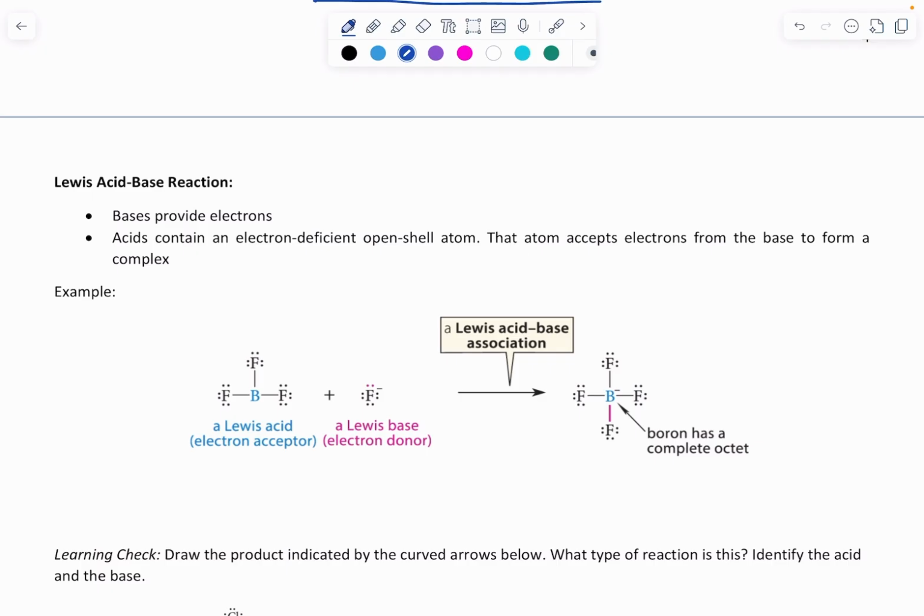So in this reaction, we see in the first molecule that boron is open shell here. It only has 3 bonds, so it can accept more. The other molecule here, fluorine, has electrons that it can share. And so in this reaction, we can see this new bond is formed. That's formed by fluorine creating a bond to the boron. The Lewis acid is the open shell atom. The Lewis base is the electron donor, the thing that gives away electrons. And so acid-base reactions form an association product or a complex, which is the combination of the acid and base.